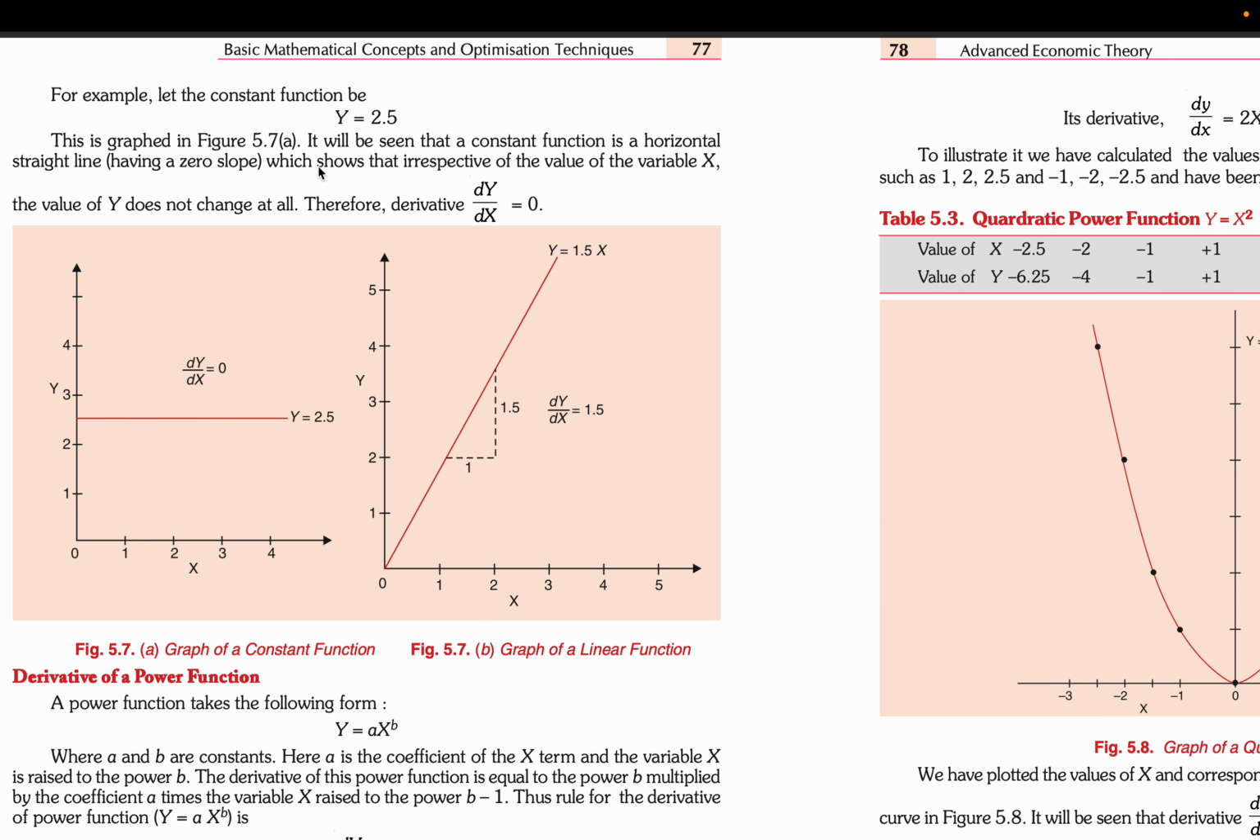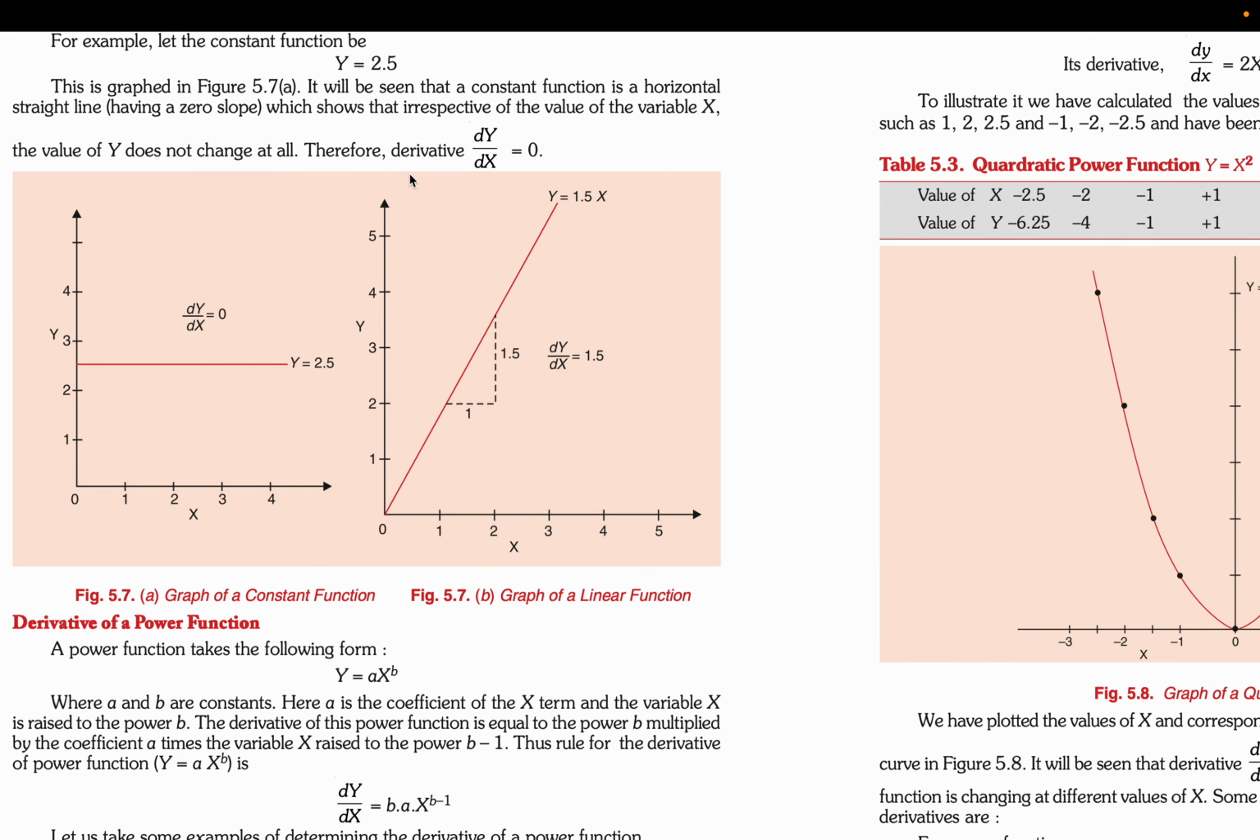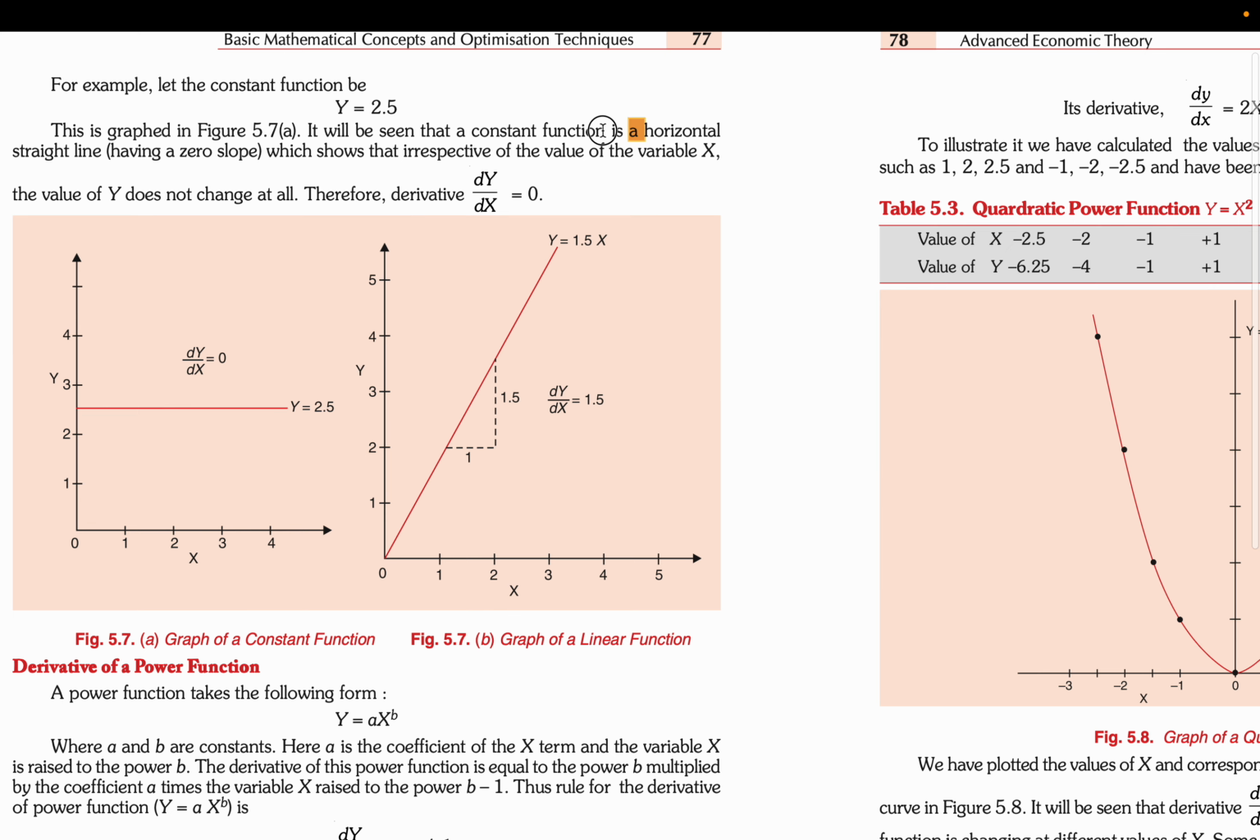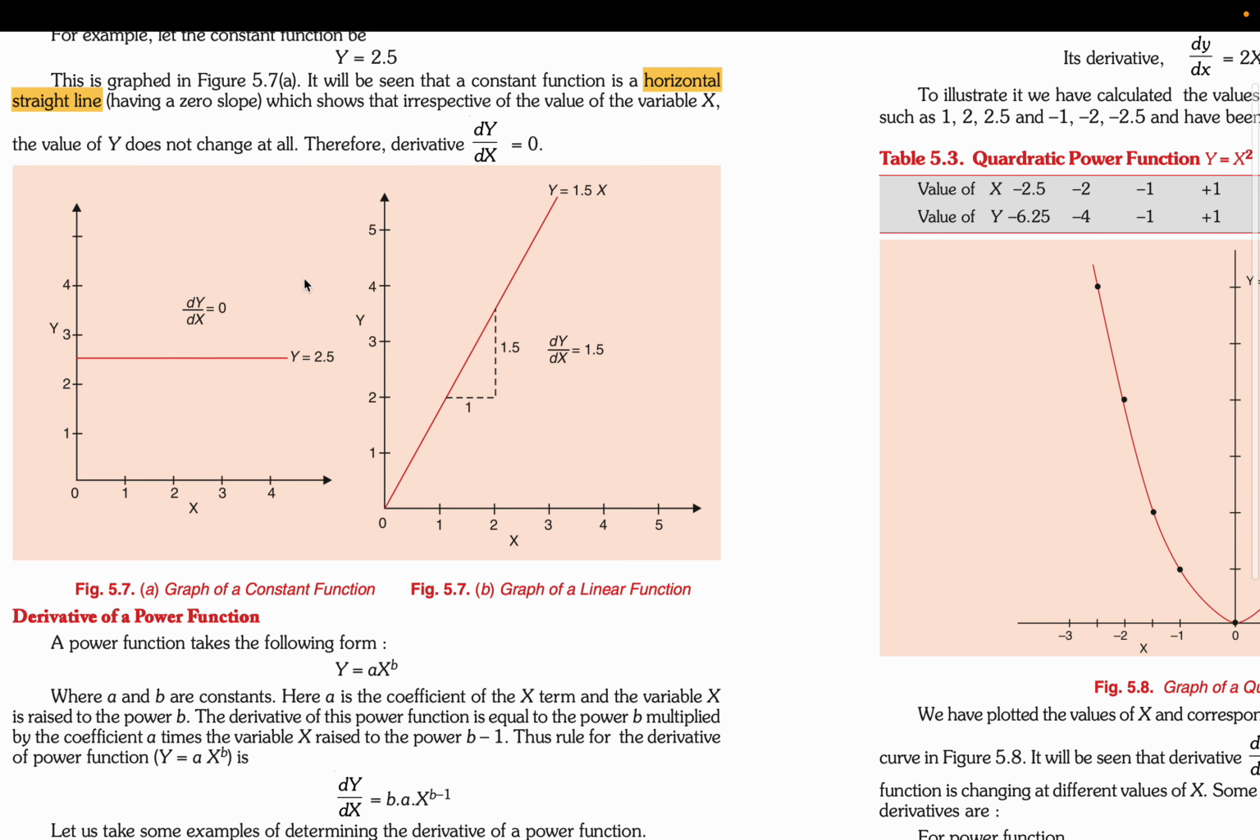This is a graph which is given here. So no matter what value x is taking, y is equal to 2.5. It will be seen that a constant function is a horizontal line having a 0 slope, which shows that irrespective of the value of variable x, the value of y does not change at all because it is not dependent on x at all. So dy by dx is equal to 0, or a horizontal line. If you at all want to, you can just mark this.